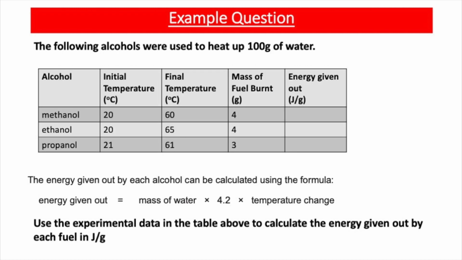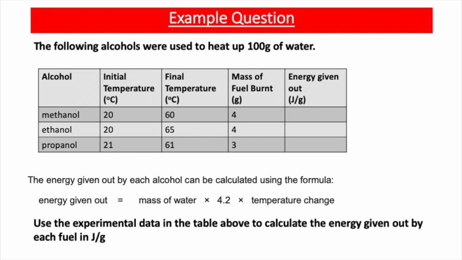So now let's look at an example question. So the table has methanol, ethanol and propanol. It has their initial temperature, final temperature. So from this you can work out the temperature rise. We've got the mass of fuel burnt in grams, and we have to calculate the energy given out in joules per gram. So the equation you use is the mass of water.